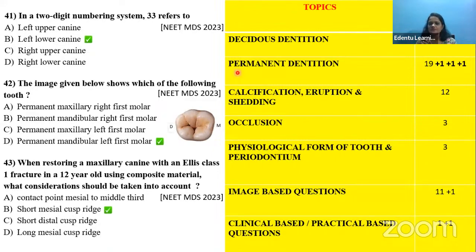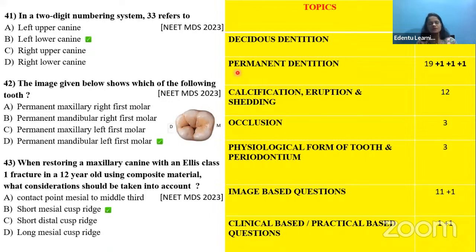So this is one of the examples of how clinical or application based questions can be asked in dental anatomy. Usually we think that these are basic science subjects, so there will be only direct questions. But for the past 2 to 3 years, there is a changing trend, where more clinical or application based questions are asked from these basic science subjects also.